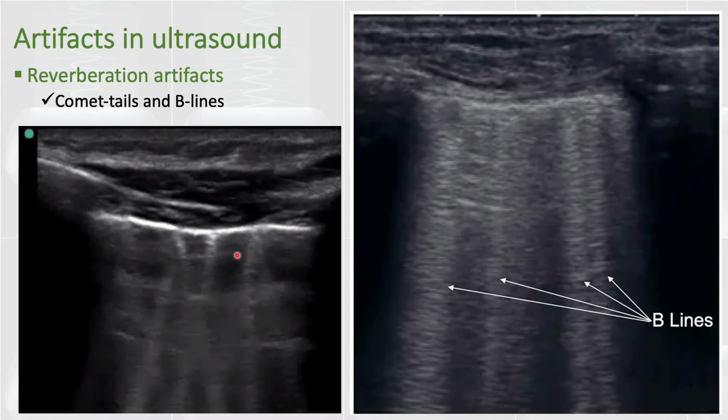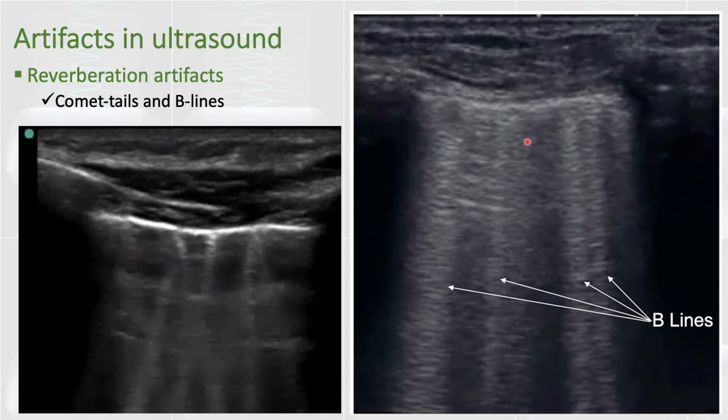So in normal lung examination, you would see the sliding in the pleural line, and sometimes you might see really very fine lines called comet tails. These lines sometimes might extend a little bit lower, and they might be called the Z lines. But sometimes in certain pathologies, you might actually see these vertical lines coming all the way from the pleural line all the way to the end of the screen. And this is one of the important characteristics of what we call the B lines.